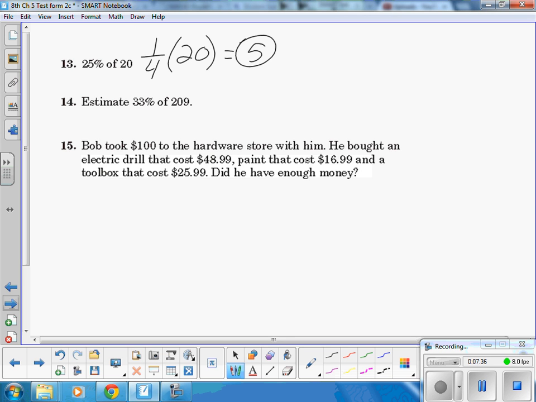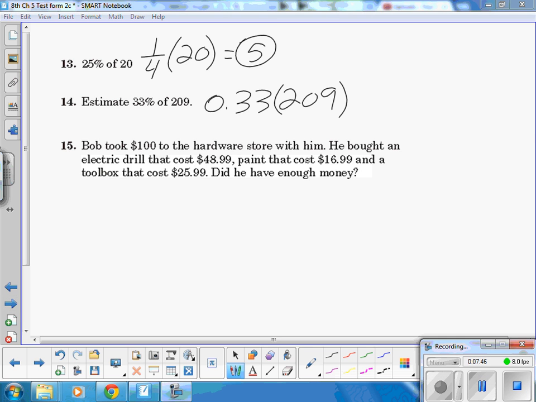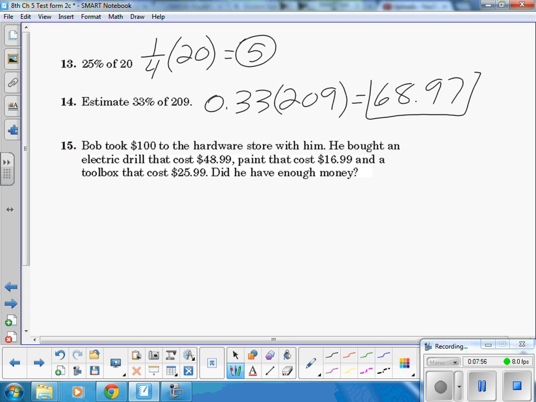Estimate 33% of 209. Again, you're not going to have to estimate it. You can just go 0.33 times 209. The answer is 68.97. If you rounded, that's fine. If you didn't round, that is fine as well.